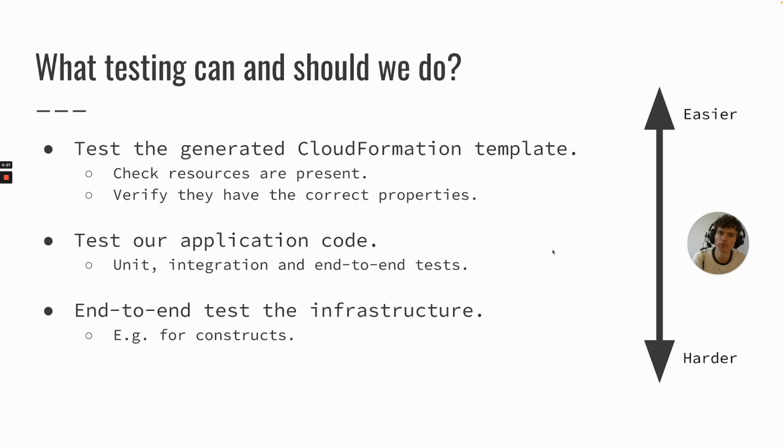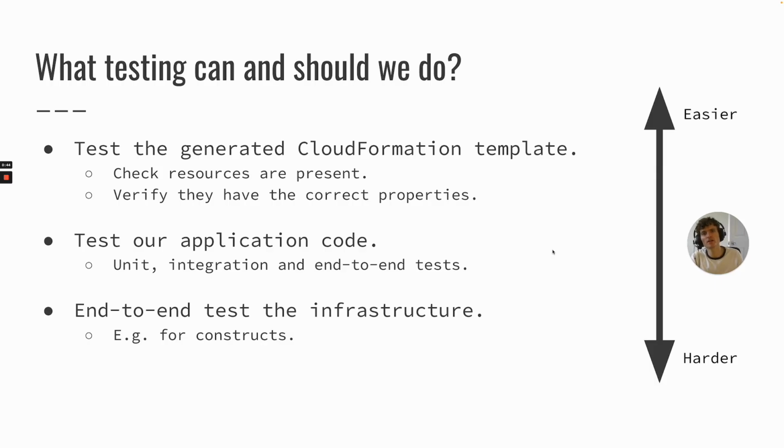We can make sure that resources are present and we can check that they have the right properties on them. And that's pretty simple, and for a lot of cases that's plenty good enough. That verifies what we need to. You might be thinking, well, actually, we could put a property value in or we could put a resource in and it might not deploy successfully.